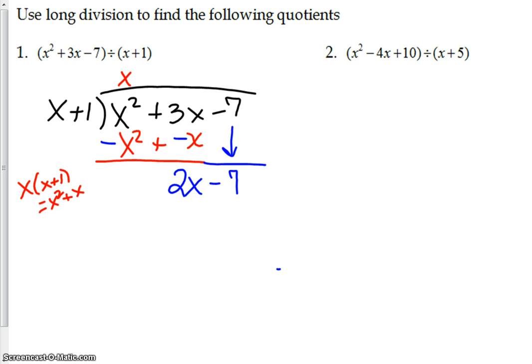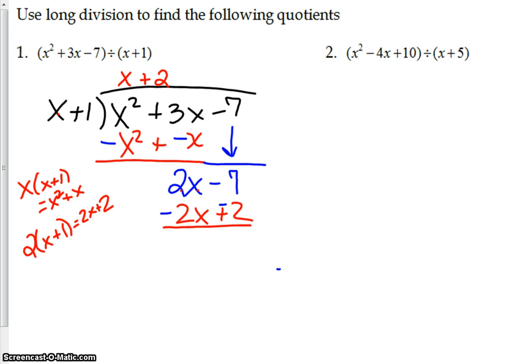Okay. So next step. What do I multiply this x by to make it look like this, 2x? I have to multiply it by a 2. So I'm going to put my 2 out in front here and do this mental math and say, what do I get for an answer? 2x plus 2. So I write that down, 2x plus 2. Now I have to do the opposite sign. I'm subtracting, remember? And so what I get for an answer here is a negative 9. So that's like my remainder. So now my remainder here is negative 9. I could have put also minus 9 over x plus 1.